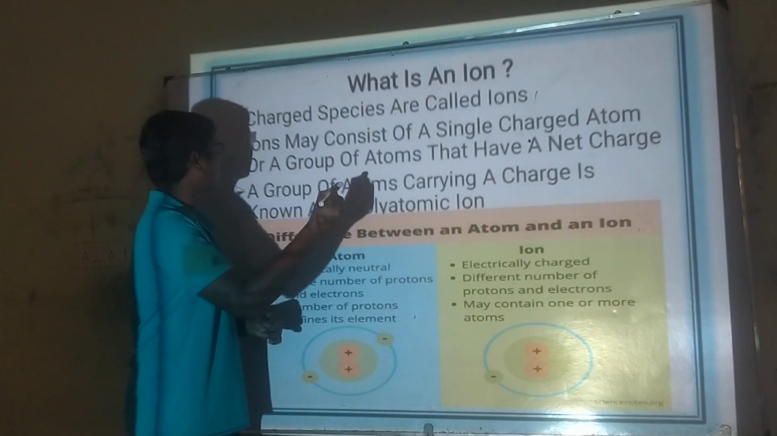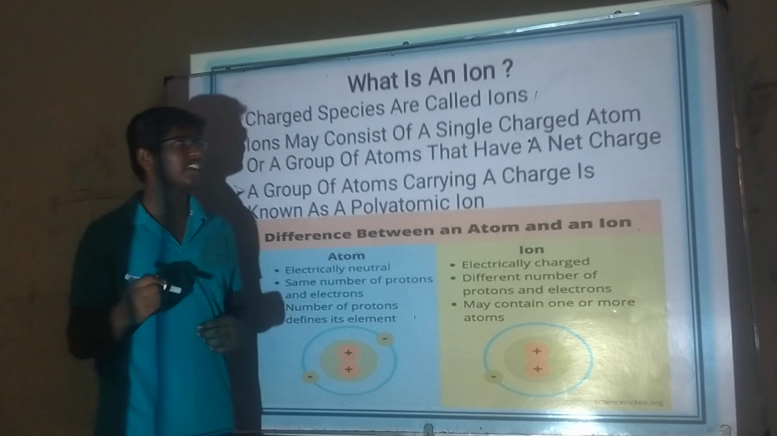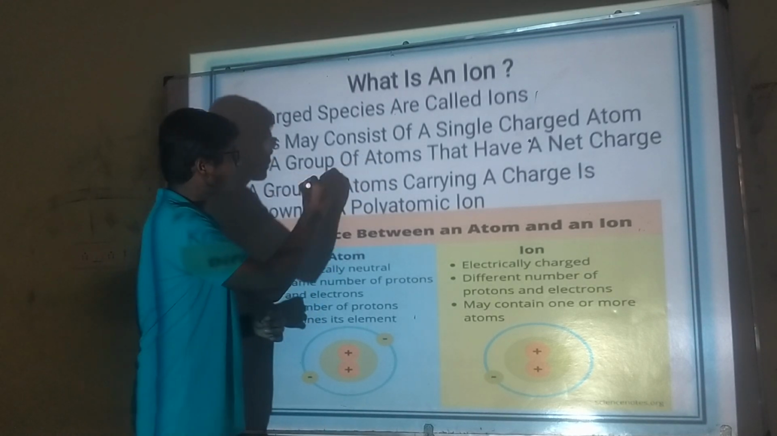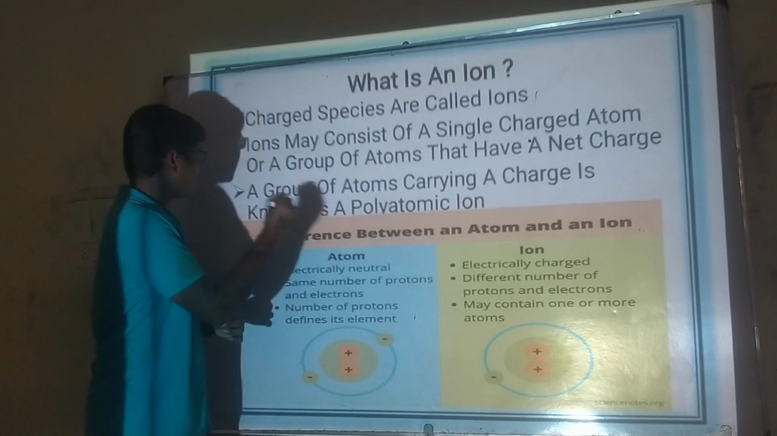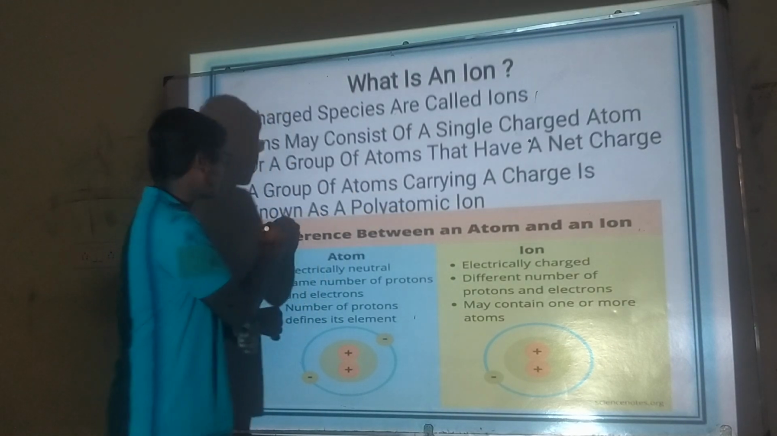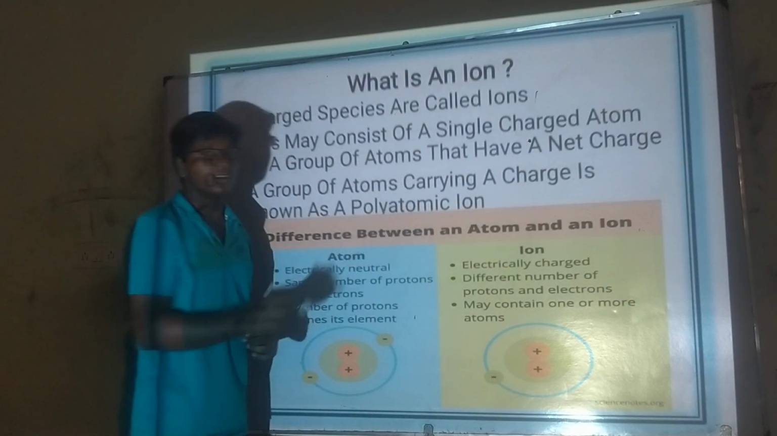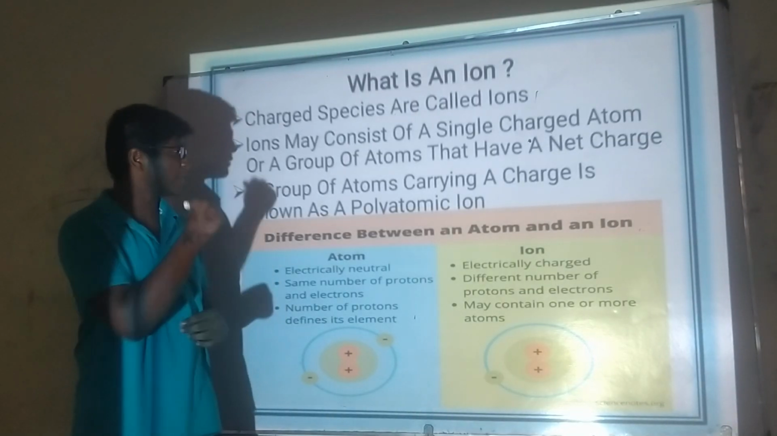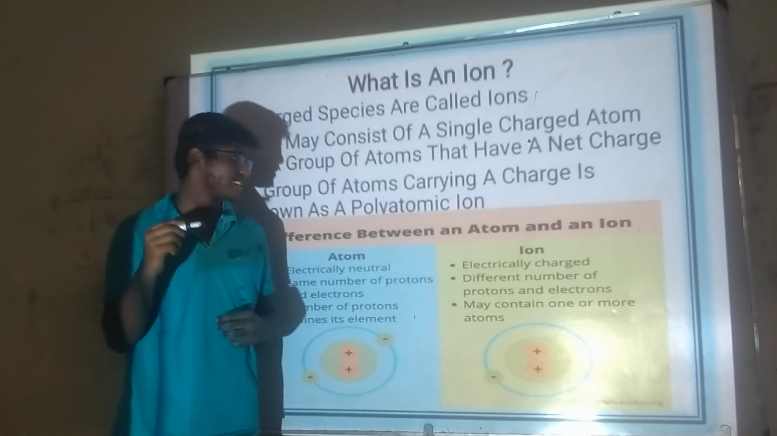What is an ion? Charged species are called ions. Ions may consist of a single charged atom or a group of atoms that have a net charge. A group of atoms carrying a net charge is known as a polyatomic ion. For example, hydroxide, which is a polyatomic ion and has a negative charge.